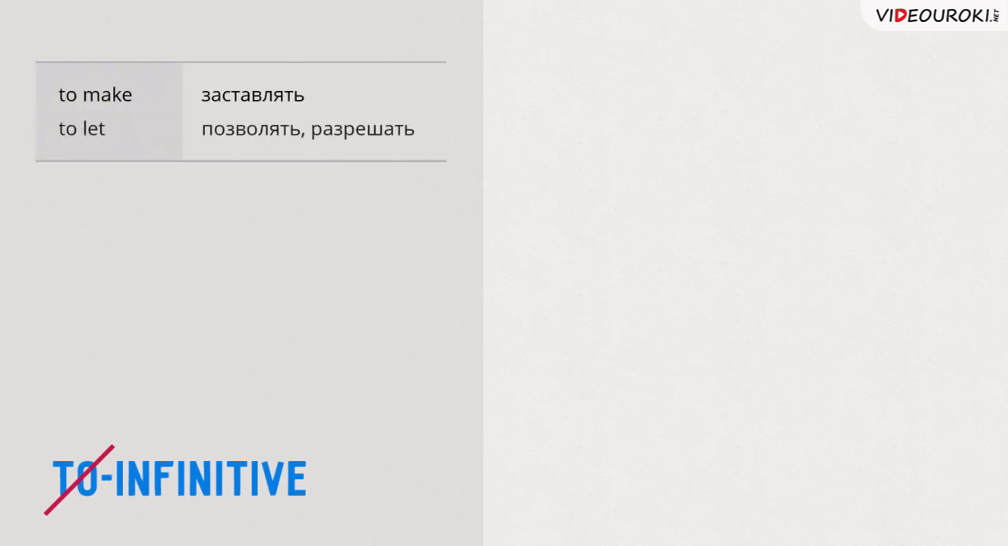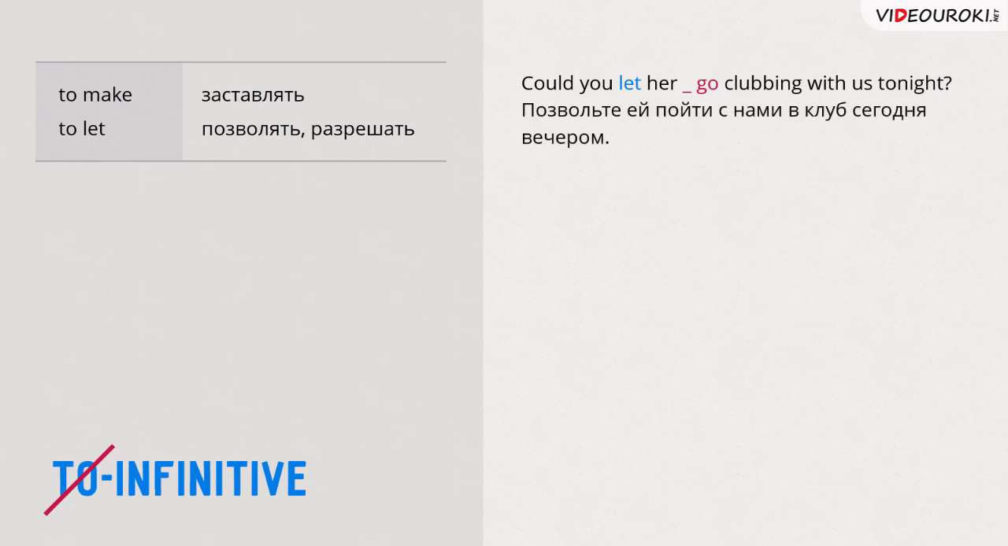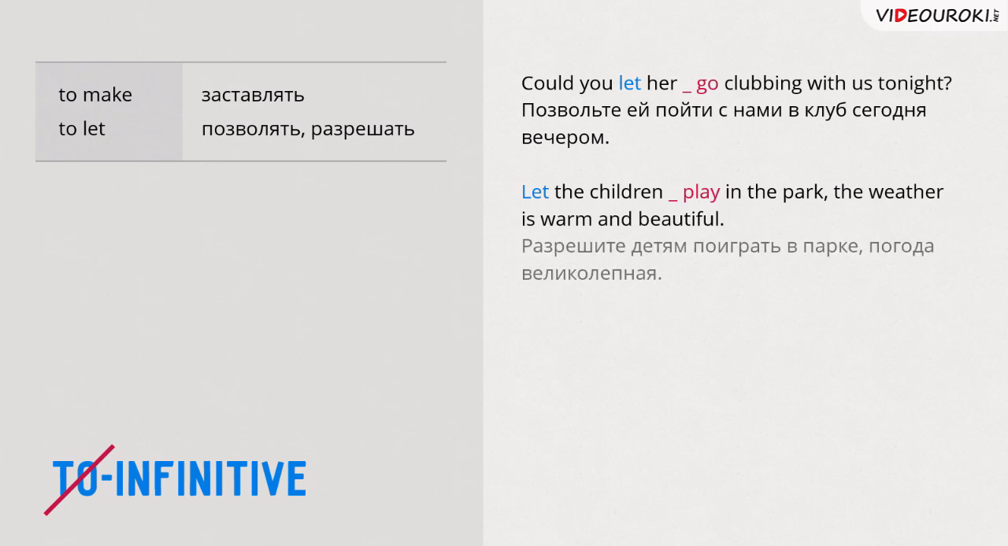The infinitive is used without to after the verbs to make – заставлять and to let – позволять, разрешать. Examples. Could you let her go clubbing with us tonight? Позвольте ей пойти с нами в клуб сегодня вечером. Let the children play in the park. The weather is warm and beautiful. Разрешите детям поиграть в парке.